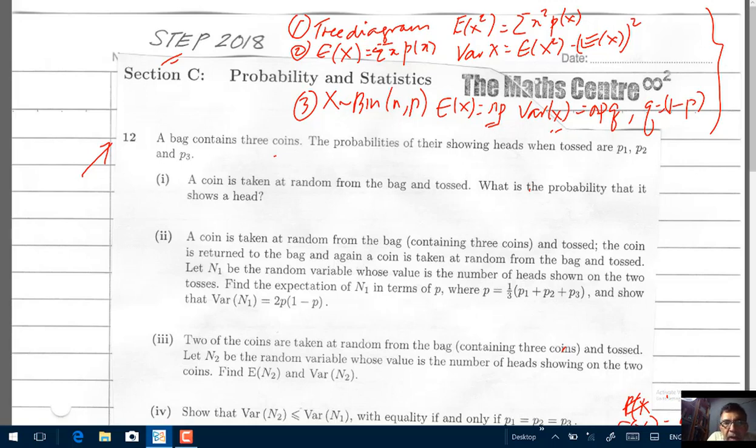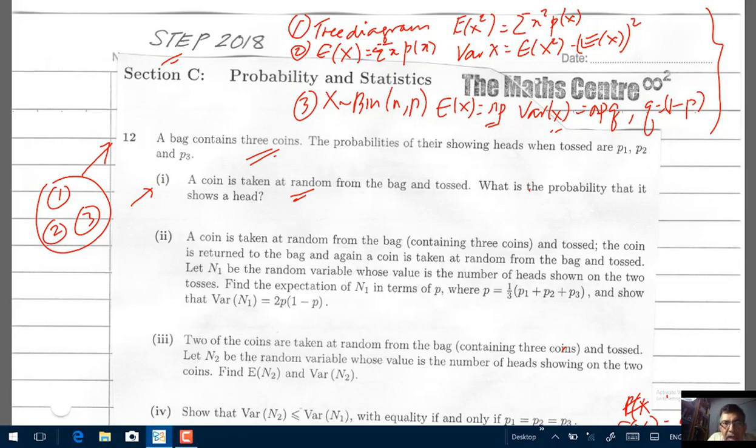A bag contains 3 coins. Okay, 1, 2, and 3. The probabilities of their showing heads when tossed are P1, P2, and P3. A coin is taken at random. This is part 1. You take a coin at random from the bag and toss. So when you pick a coin at random, never mind, let's finish the question first. What is the probability that it shows a head?